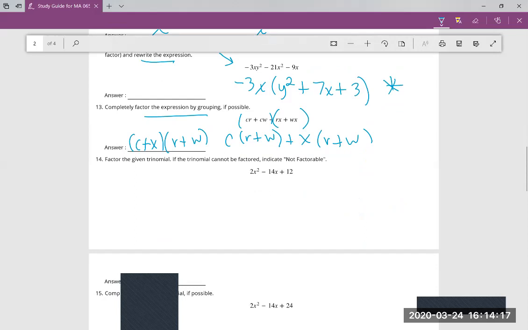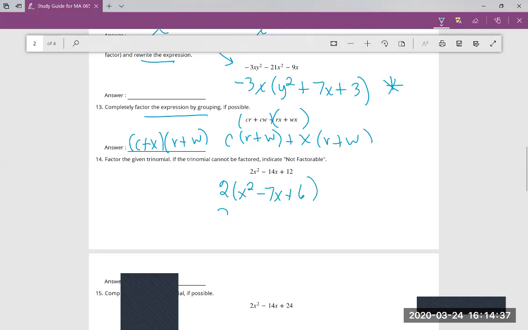All right, this is where the class took a little more challenging turn. We started factoring, or reversing our foiling, right? So right here, right off the bat, notice that we can factor out a 2. After I factor out a 2, I have x squared minus 7x plus 6.